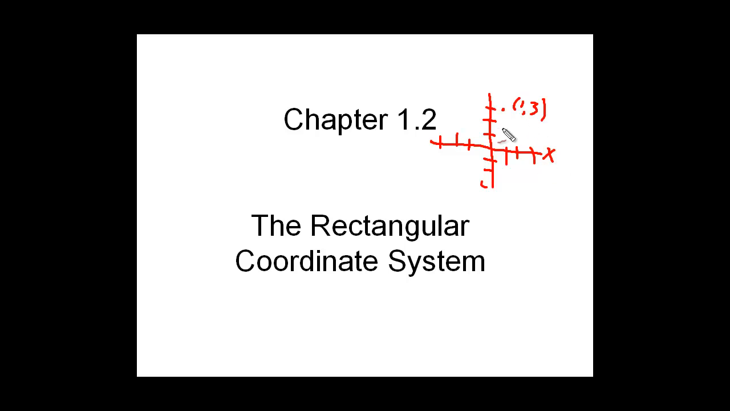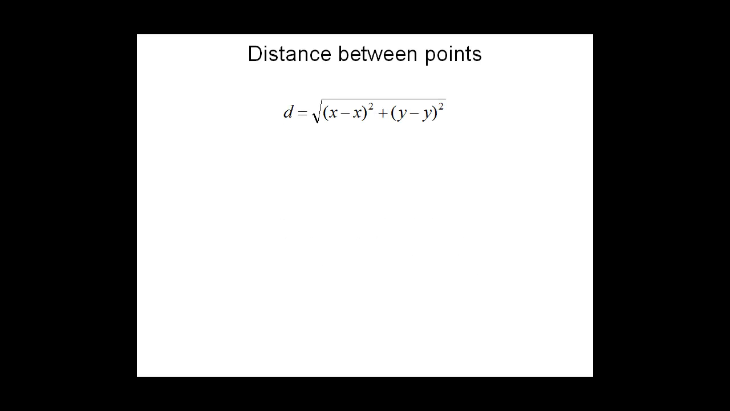The horizontal is the x component, the vertical is the y component, and you have x and y. And that is the rectangular coordinate system. Now, when you're dealing with a rectangular coordinate system, we need things like distance. And so we need a formula.